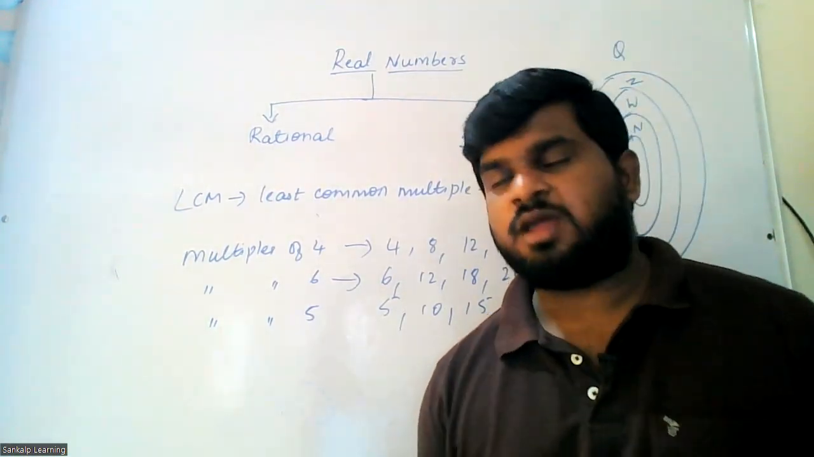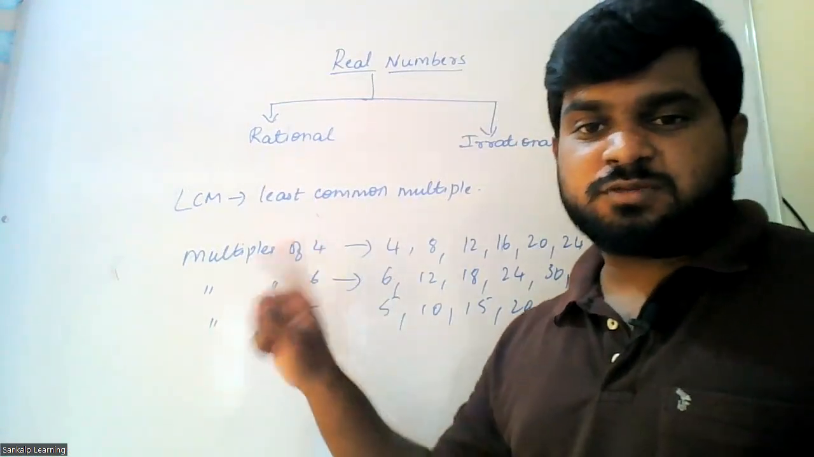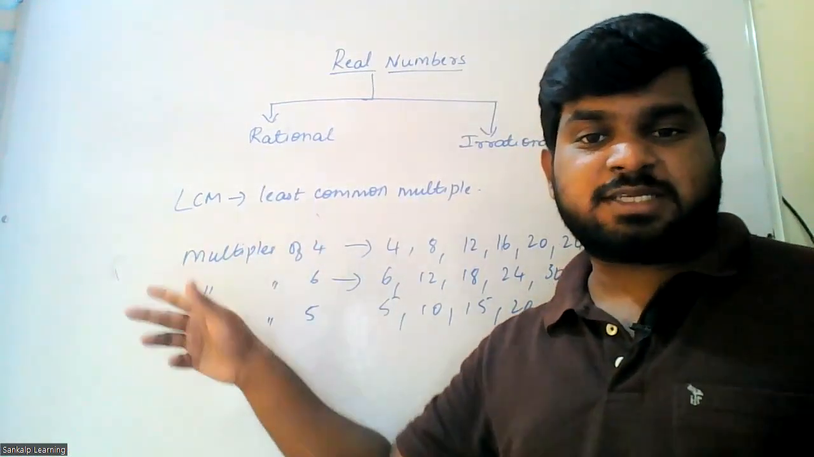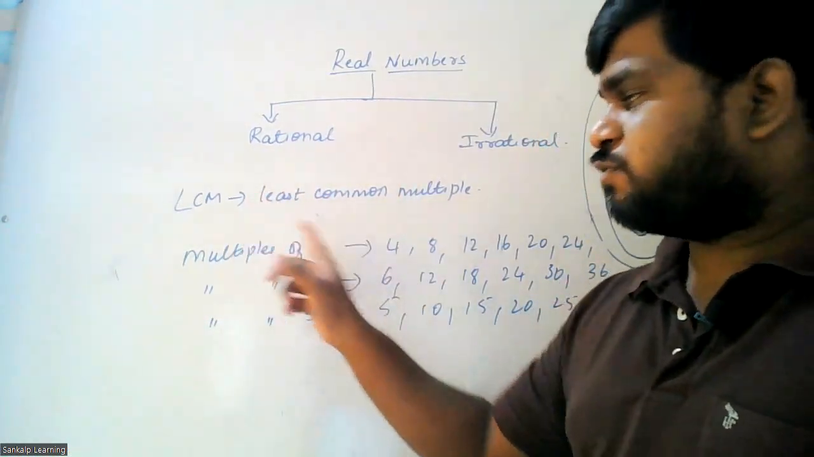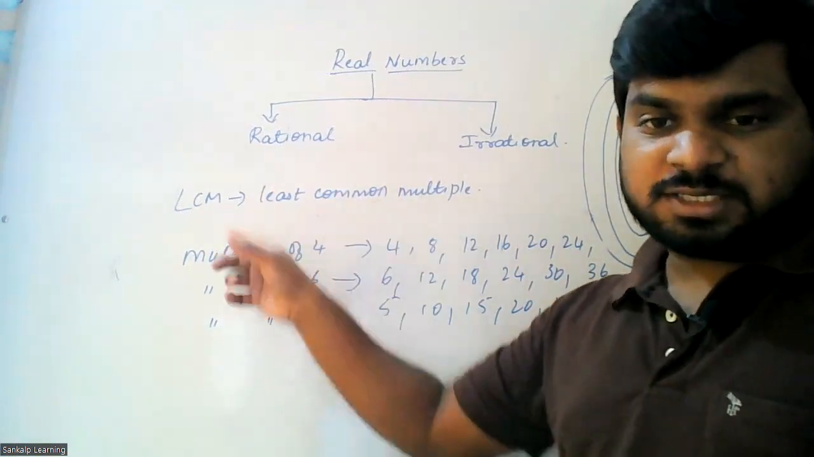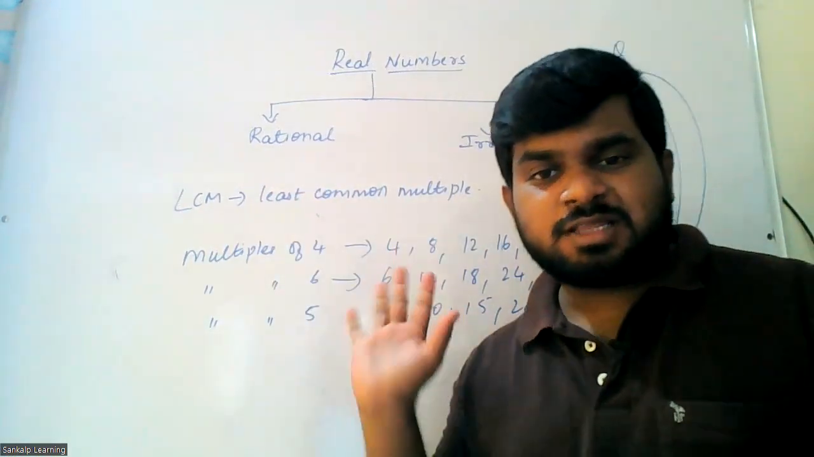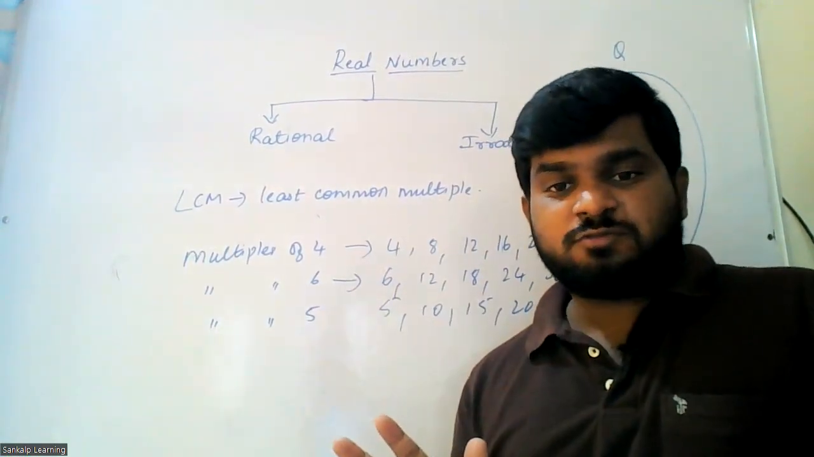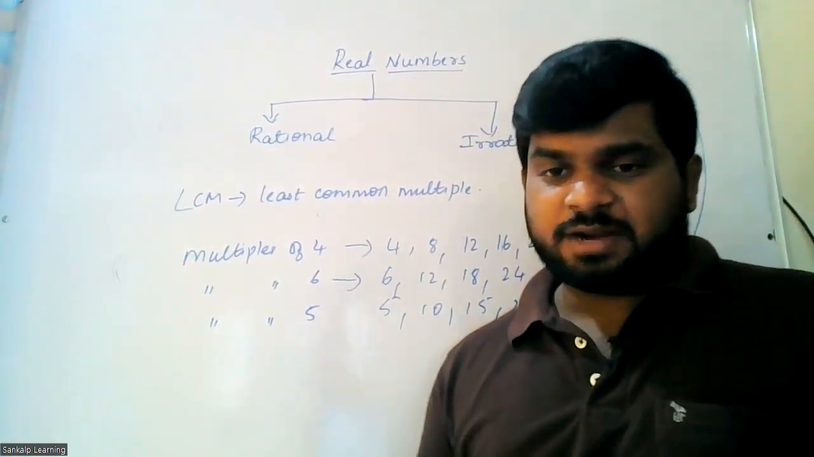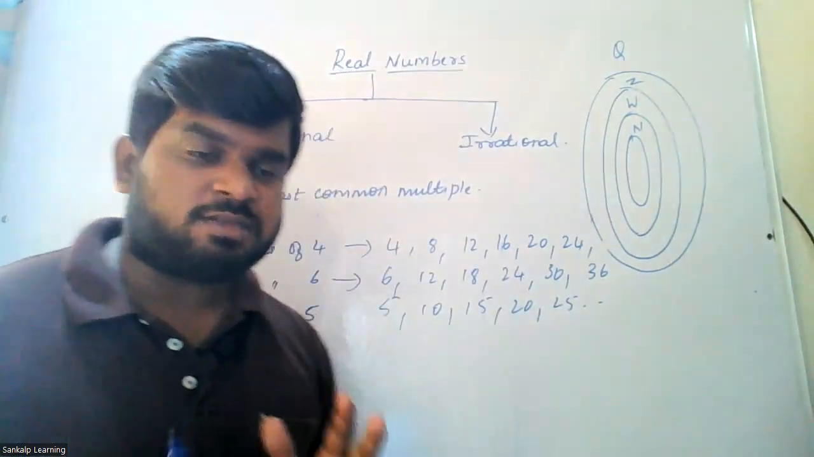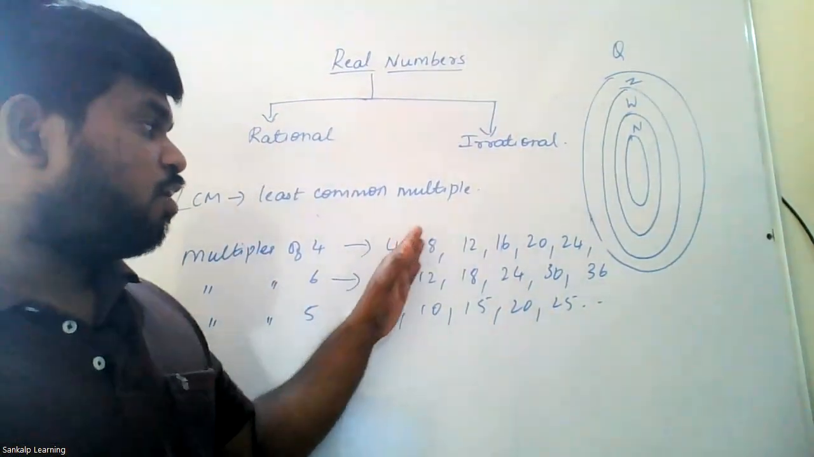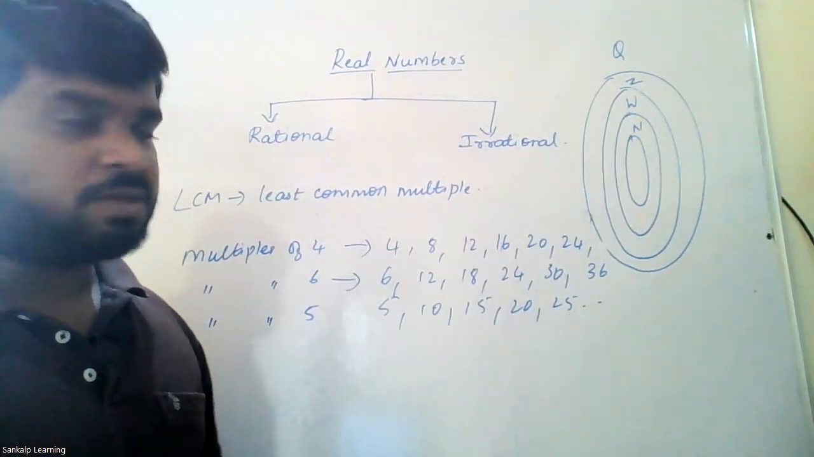You can also take the negative numbers. 4 into -1, -4, -8. The negative of this. Plus 4, take negative, minus 4, minus 8. These are also multiples. But in this chapter, we are discussing only the positive multiples, not the negative. We have restricted ourselves to positives. 4, 8, 12, so on. These are known as multiples.